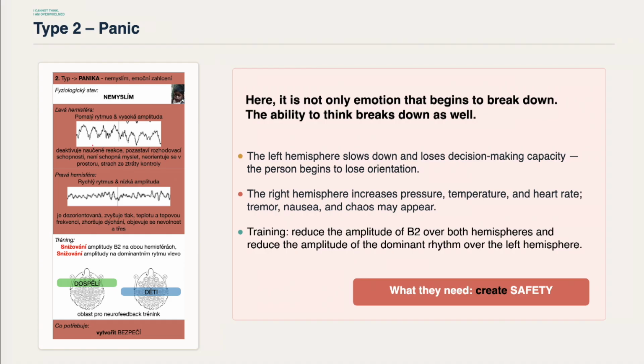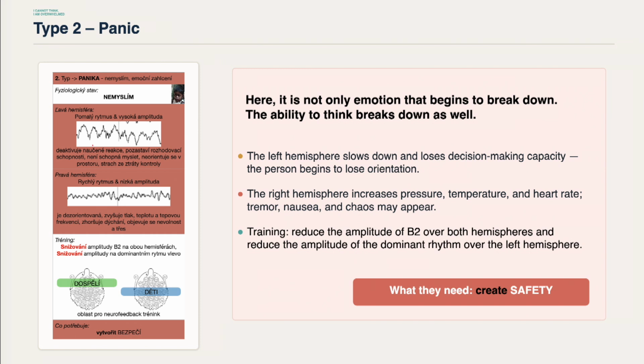Over the left hemisphere, we typically observe a slow rhythm with high amplitude. This pattern causes the left hemisphere to deactivate learned responses, suspend decision-making capacity, and lose the ability to think clearly. The person may also lose spatial orientation and experience an intense fear of losing control.